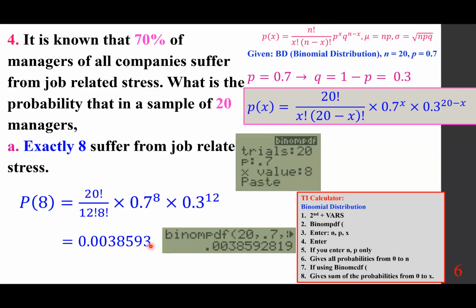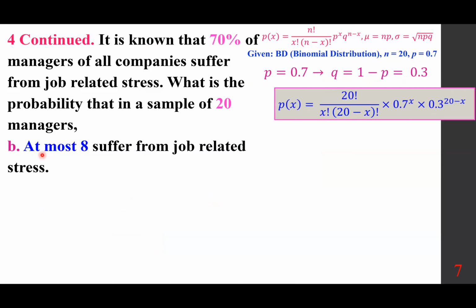So pretty straightforward, everybody. We are going to continue with the same question, and now we're going to change it to at most 8. It's the same question. Everything that we had from the previous page, we write it, including this formula that we had. Now, what is the meaning of at most 8?